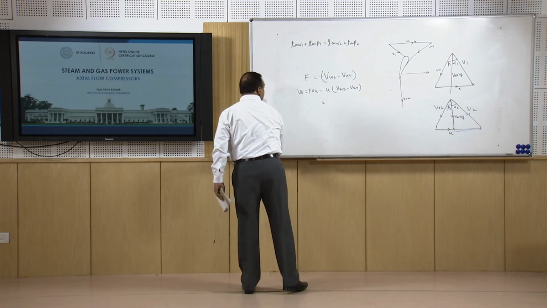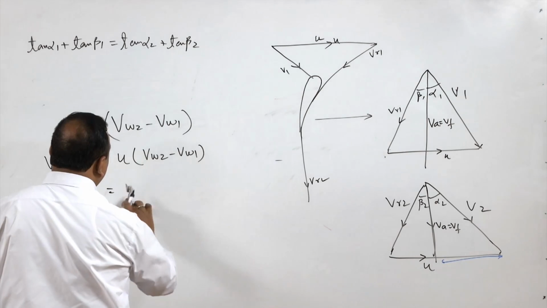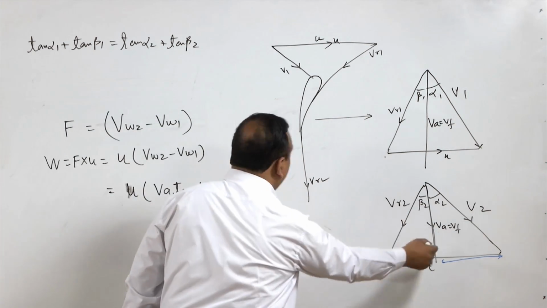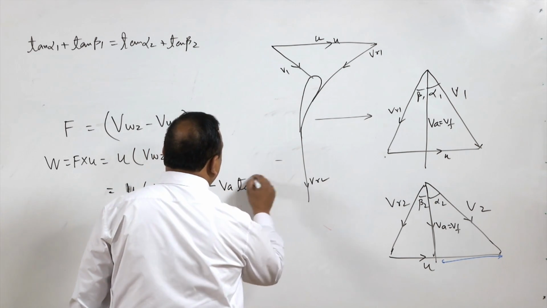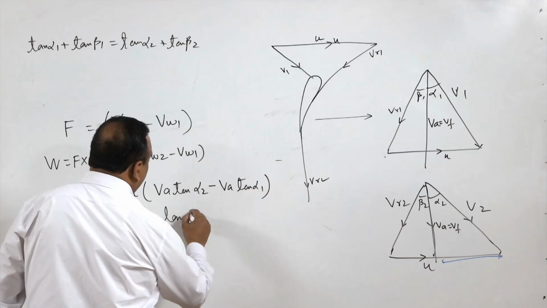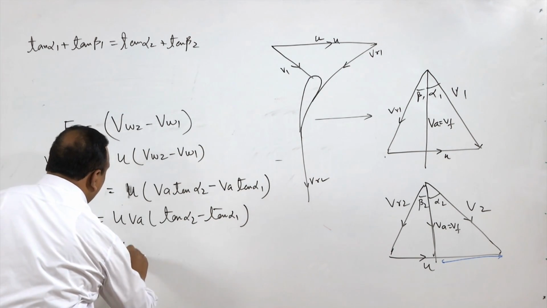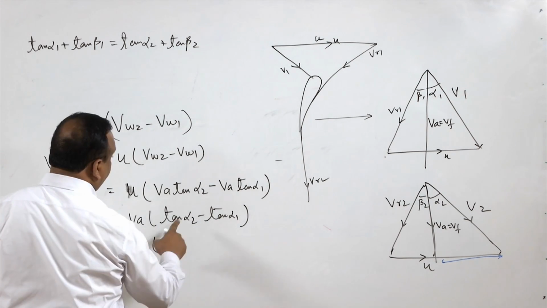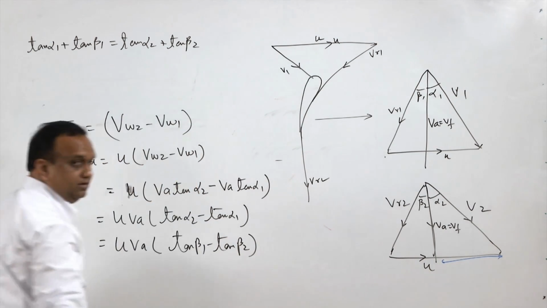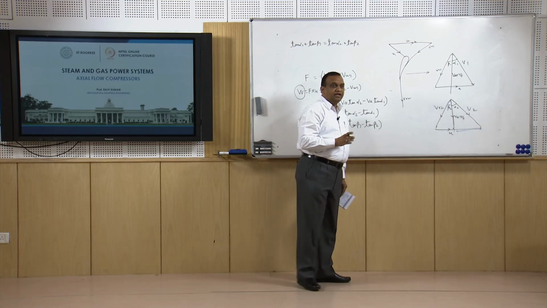So, VW2 is equal to, so U is there, VA tan alpha 2, VA is axial velocity, minus VA tan alpha 1, right, and then we can say it is U VA into tan alpha 2 minus tan alpha 1. If you use this relation, then work is U VA into tan alpha 2 minus tan alpha 1, or tan beta 1 minus tan beta 2. So, either of these expressions can be used for finding out work done on the gas or air during compression in an axial flow compressor.